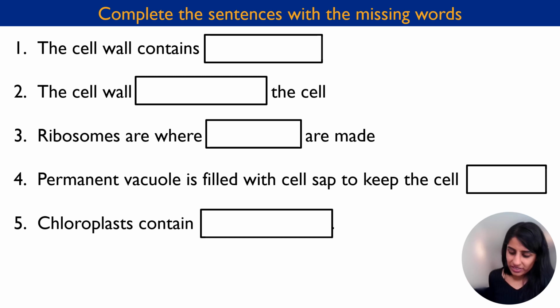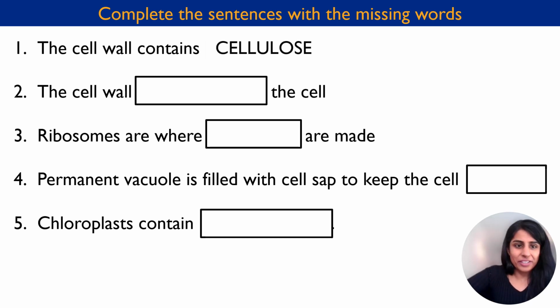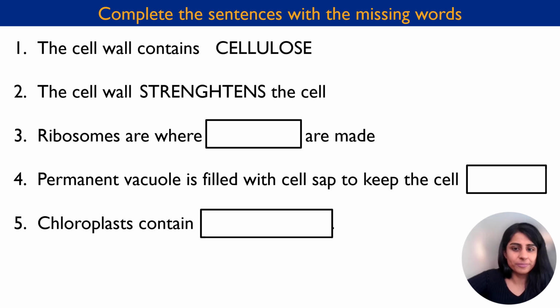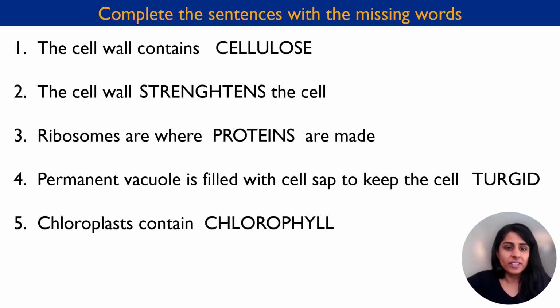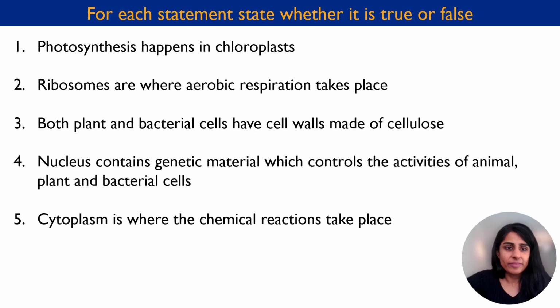First one, the cell wall contains, and you should have had here, cellulose. Number 2, the cell wall strengthens the cell. 3, ribosomes are where proteins are made. 4, permanent vacuole is filled with cell sap to keep the cell turgid. And chloroplasts contain chlorophyll. Final task. For each statement, state whether it is true or false. Pause the video to give it a go and press play when you're ready to go through the answers.